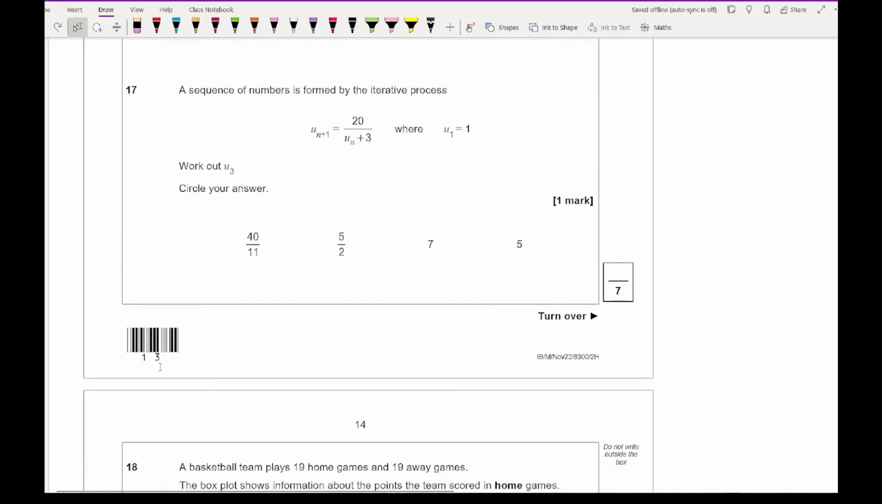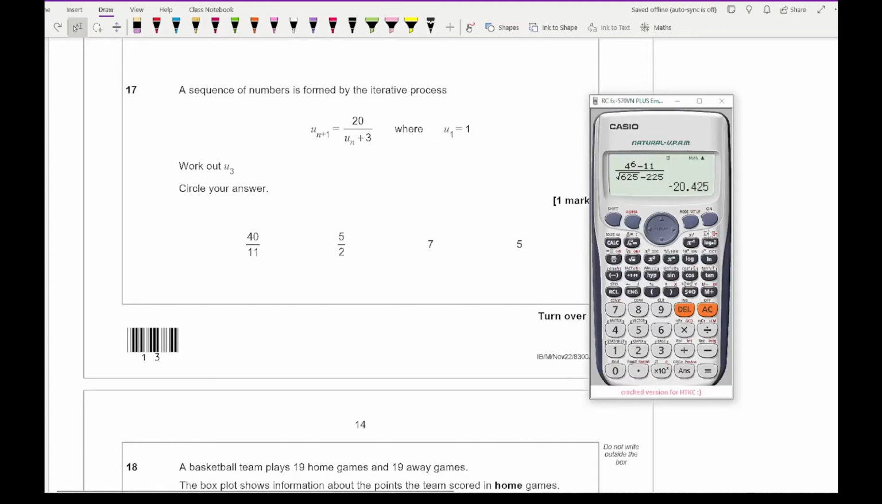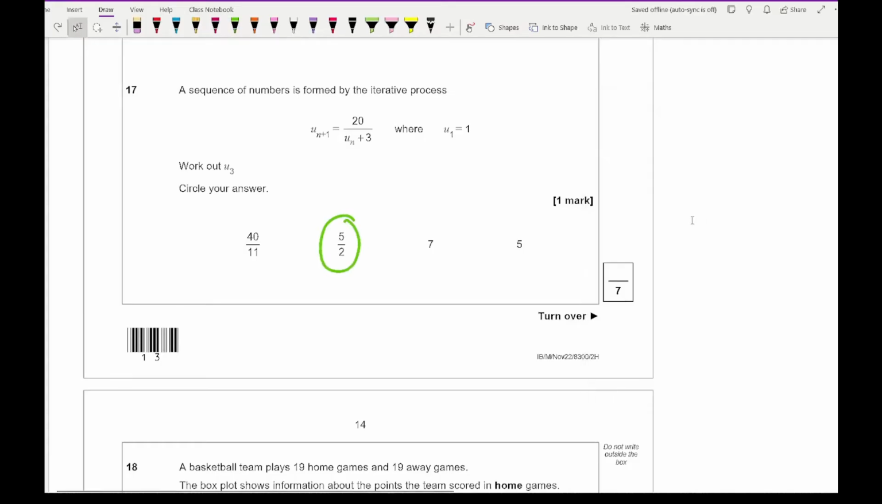Moving on to question 17, it says the sequence of numbers is formed by the iterative process, and we've got this formula. It tells us what u1 is, and the question is asking us to work out what u3 is. So if I get my calculator back up, I start by entering the first value, which is 1, press equals. Then on the next screen, I set up my fraction and I'm just going to type this in, but wherever I say un, I'm going to swap it with ans. So I've got ans plus 3. Press equals, so that tells me what u2 is, but I want to know what u3 is, so I press it again and it becomes 5 over 2, so the correct answer is the second option.